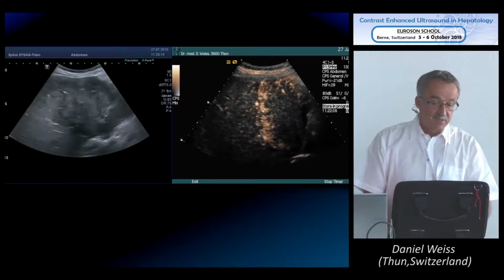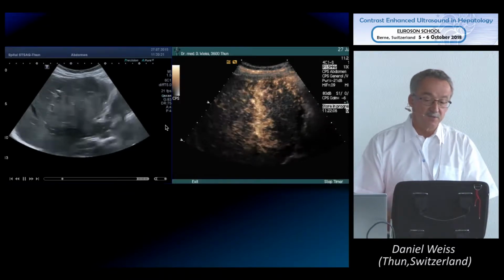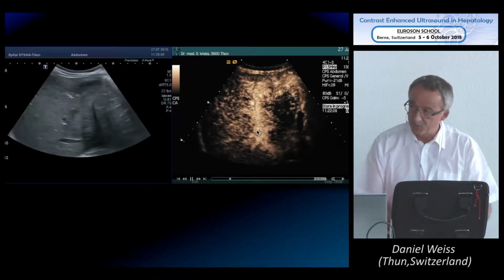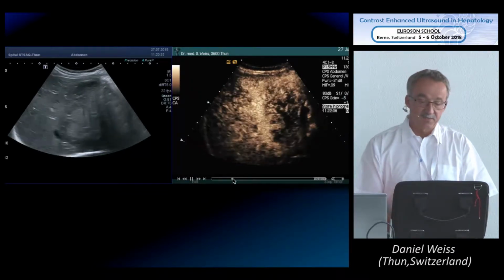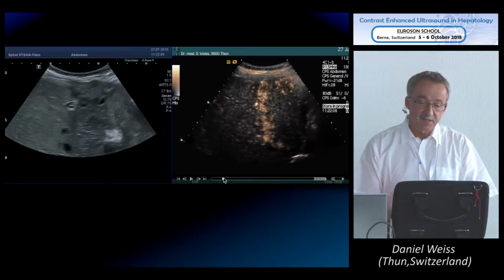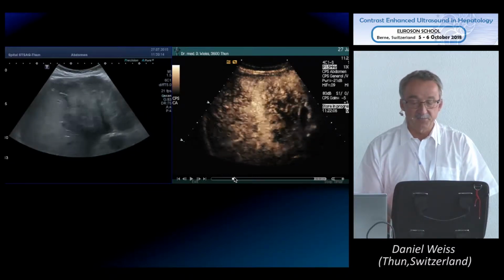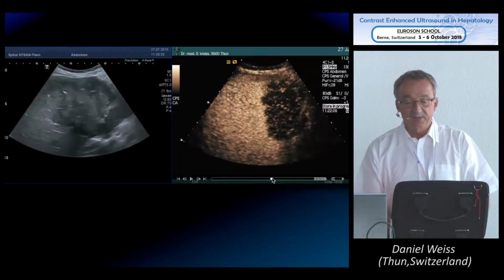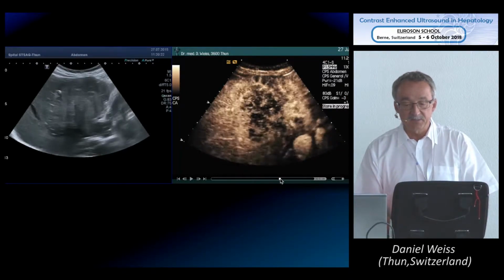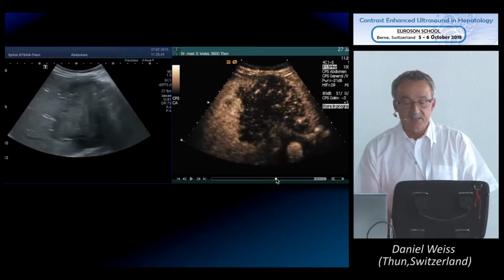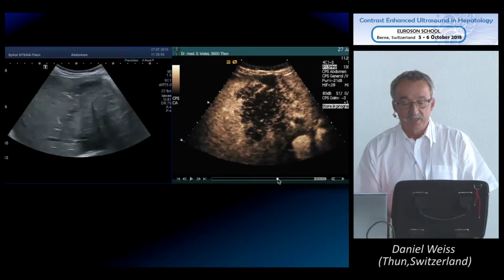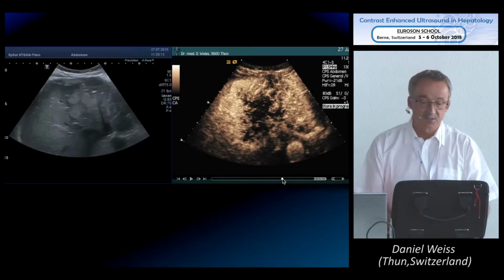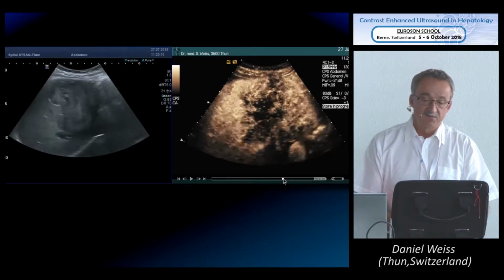We talked about this also yesterday. This is a cholangiocellular carcinoma, and this, of course, has arterioportal fistulation. And what you see here is just something like a rising sun. It's getting bigger and bigger and bigger. You can wait until the washout, and then you do a second injection and you see it even more clearly. You see, this is the real size of the tumor, and this seems to be much bigger, but it's not much bigger. They are just arterioportal fistulation.